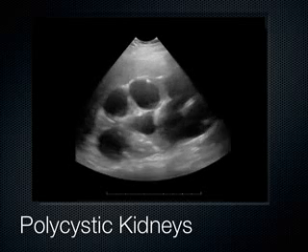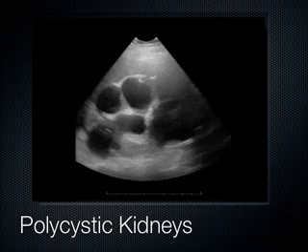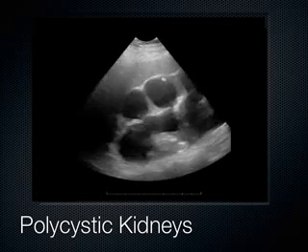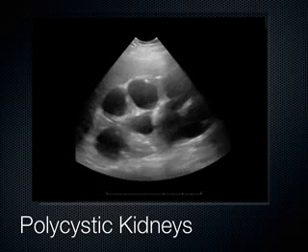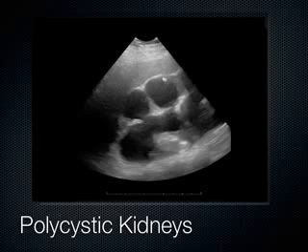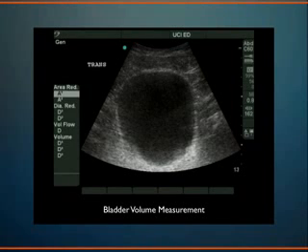Okay, now let's say that the kidneys are functioning normally. They're pumping the urine down into the bladder, and you want to know how much urine is in the bladder. Well, we can measure that on ultrasound. We can look at the bladder in 2 dimensions and measure the 3 dimensions of it, and then we can get an estimation of the bladder volume that way.